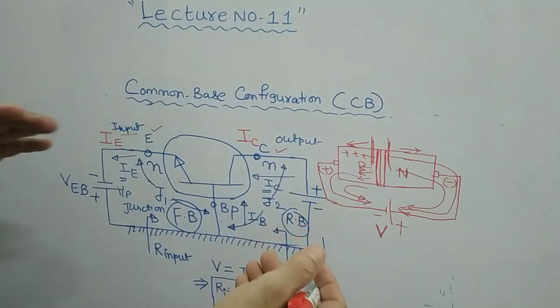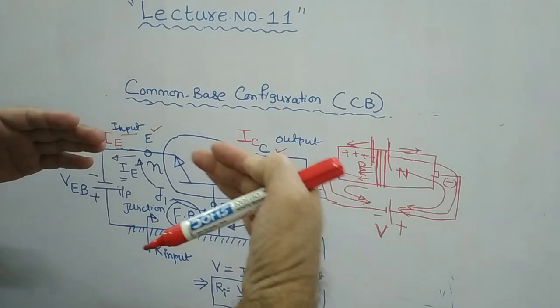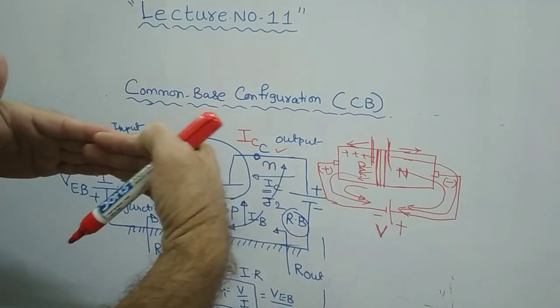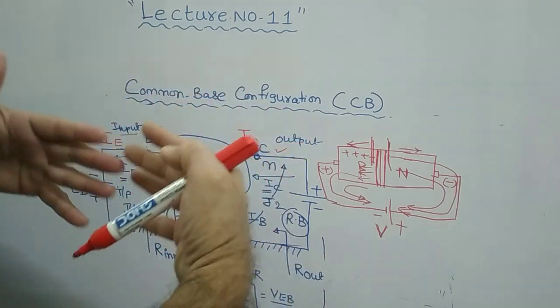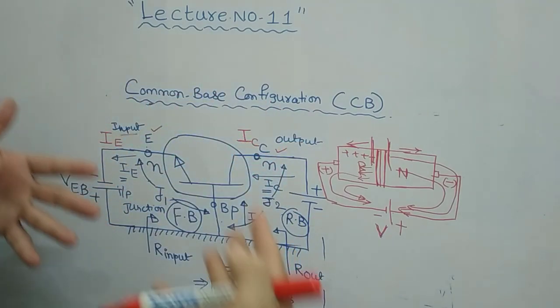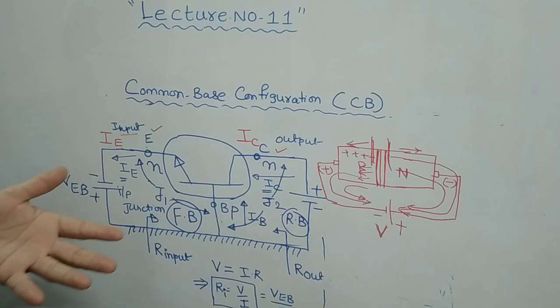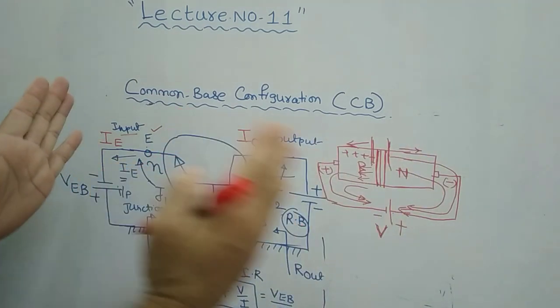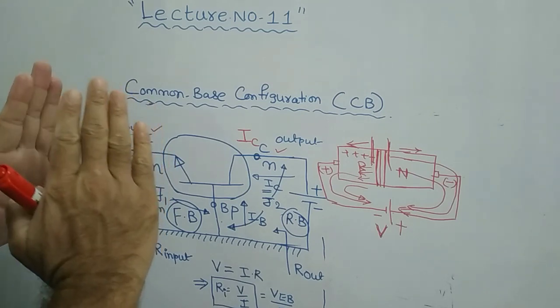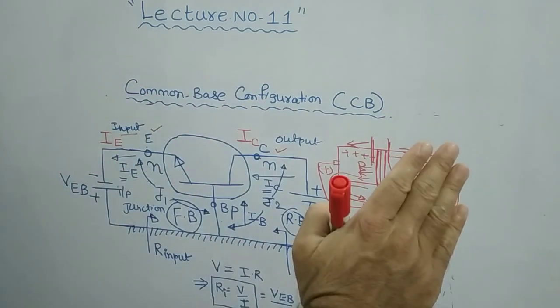Whenever the hole as well as the electron come together, they recombine with each other. Then only the conduction takes place. That happens in forward bias. But in reverse bias condition, both are attracted away. They go away from the junction.